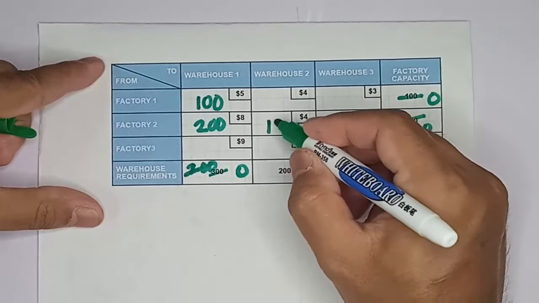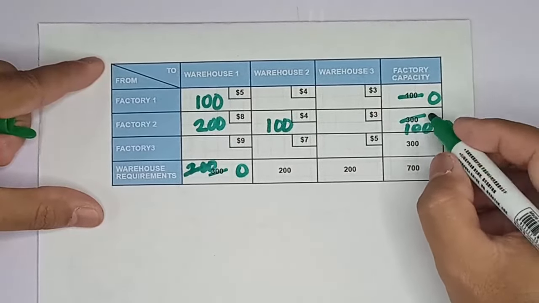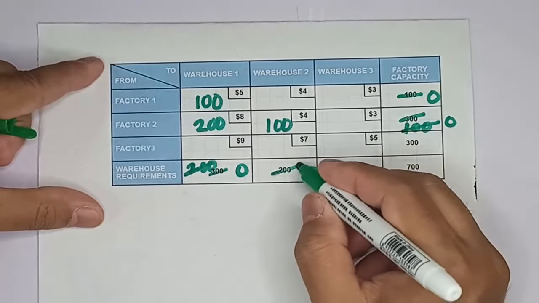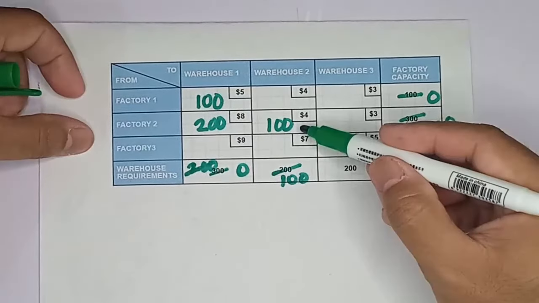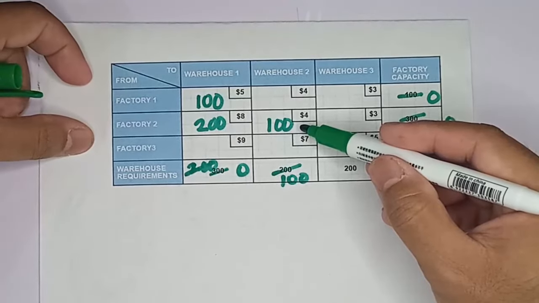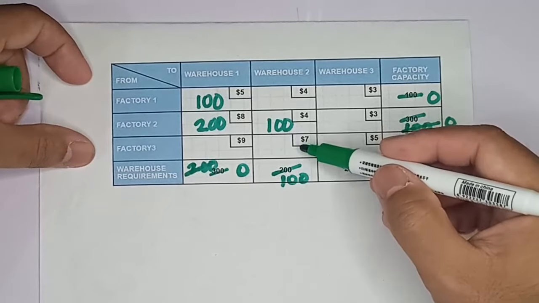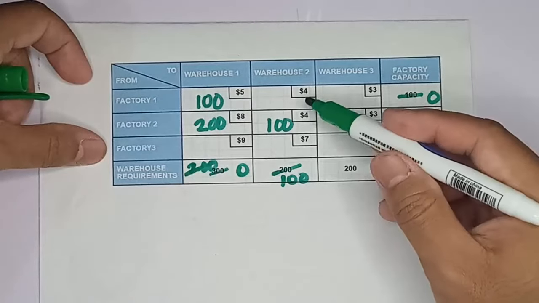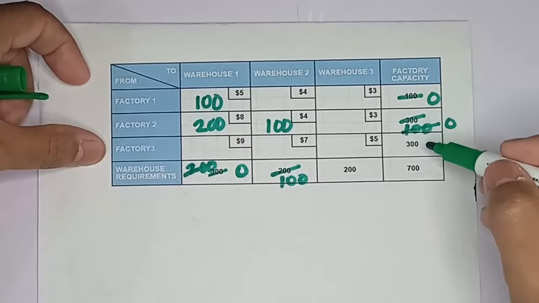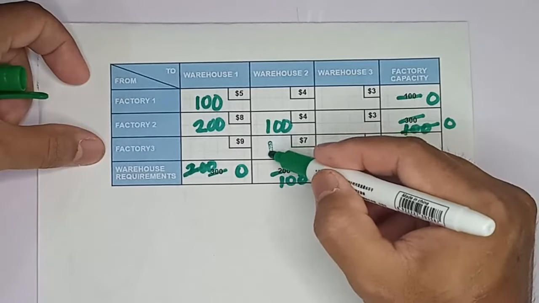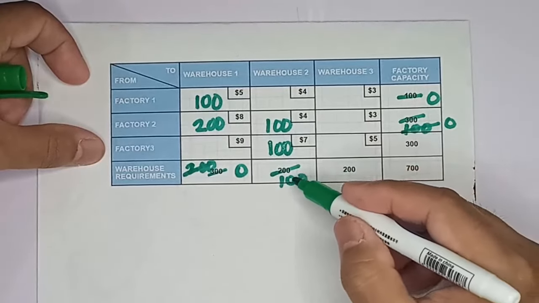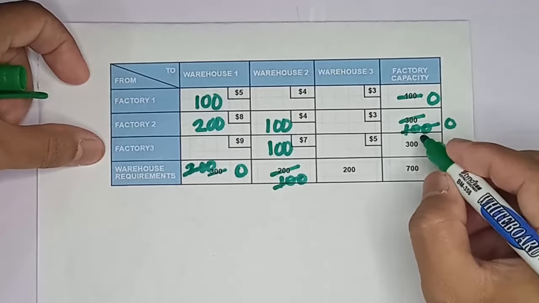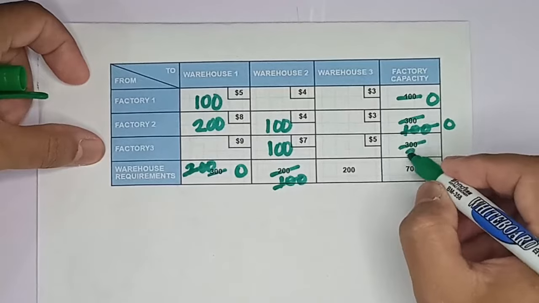So we can allocate 100 units on this cell. So capacity of factory 2 will be equal to 0 and the requirement of warehouse 2 will be equal to 100. Again, capacity of factory 2 has been exhausted. Our option is to move down towards factory 3 to satisfy the remaining demand of warehouse 2. Factory 3 has 300 units, so we can allocate 100 units on this cell to satisfy the remaining requirement of warehouse 2, and supply of factory 3 will be equal to 200.